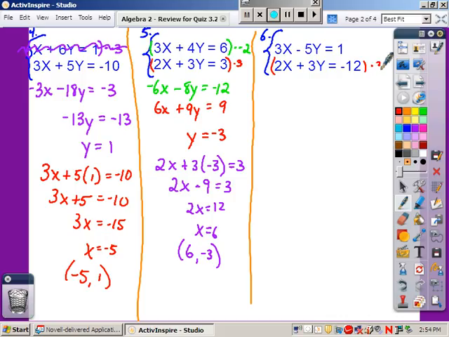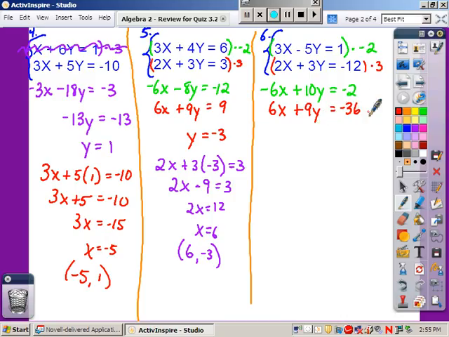I'm going to multiply this one by 3. I'm going to multiply the top one by negative 2. Again, so that this will be negative 6 and this will be positive 6. The top one's going to give me negative 6x, positive 10y, and negative 2. The bottom one is going to give me positive 6x, positive 9y, and negative 36.